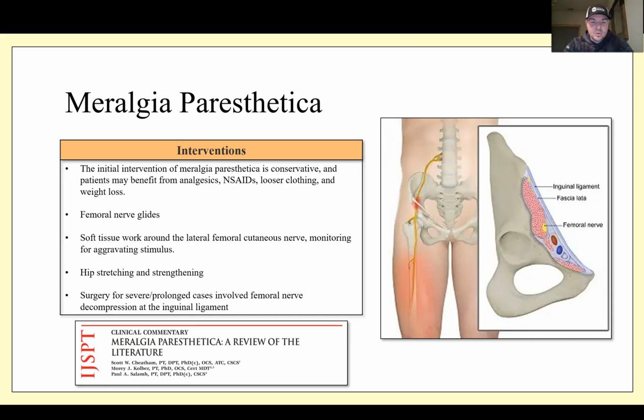Surgery is for severe prolonged cases. Basically they'll go in and decompress the inguinal ligament. You can see I've pictured here the inguinal ligament. You can see some muscles that cross under, like the psoas, and then you have the femoral nerve here. So they'd go in and release this, or cut around it, do a neurolysis we would call it, to give this more space to move so that it doesn't give symptoms.